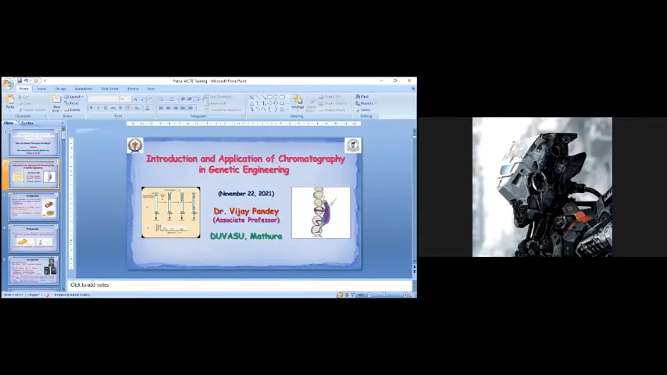Introduction and application of chromatography in genetic engineering.